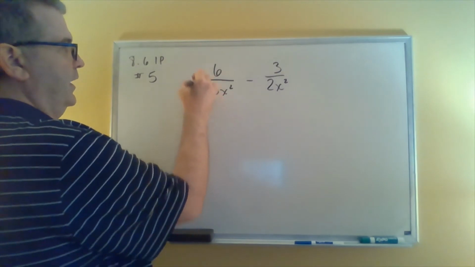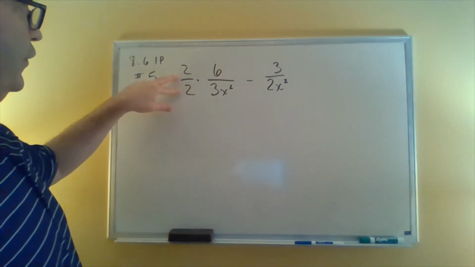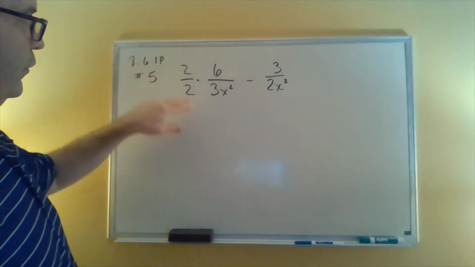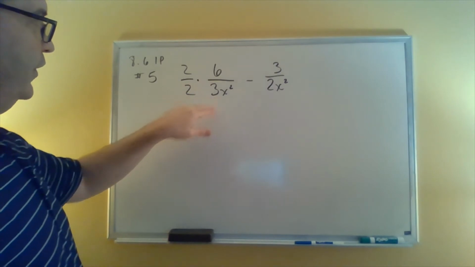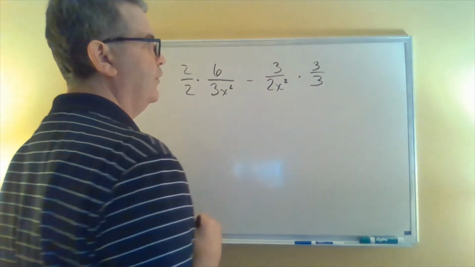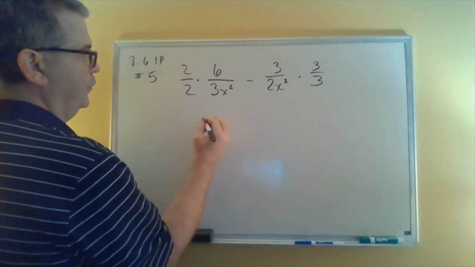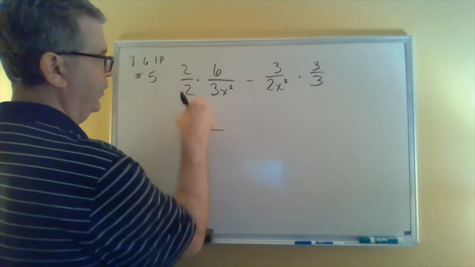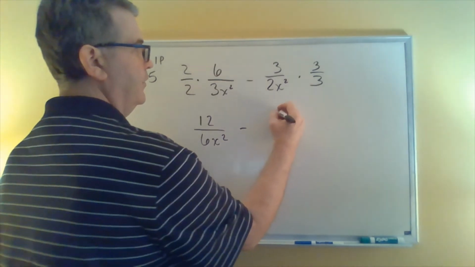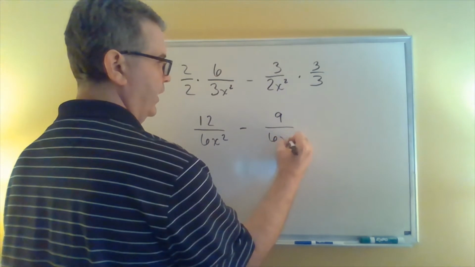So I'm going to multiply my first fraction by 2 over 2. I'm basically just multiplying it by 1, but by multiplying by 2 over 2, I'm going to produce a common denominator of 6x squared. I'm going to multiply this side by 3 over 3. So when I get, let me finish that, I'm going to have 2 times 6, I'm going to have 12 up top over 6x squared. And I'm going to subtract, let's see, 3 times 3 is 9, over 6x squared.